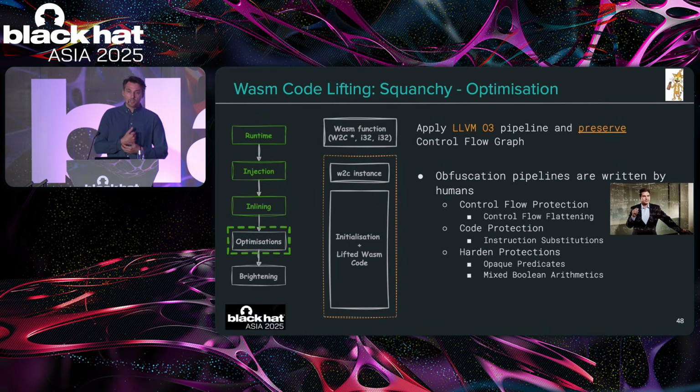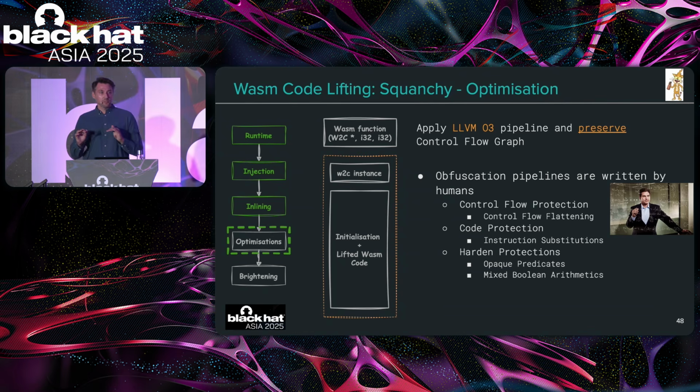Now we're going to apply our O3 pipeline and preserve the control flow in the beginning. So why do we need to preserve the control flow graph at the beginning? Obfuscation pipelines are not randomly applied. If you did this, the code would just grow maybe too big, so you can't really use it, your customers would complain, or the performance would be too bad. So you need to think about some pipeline to take those things into account.